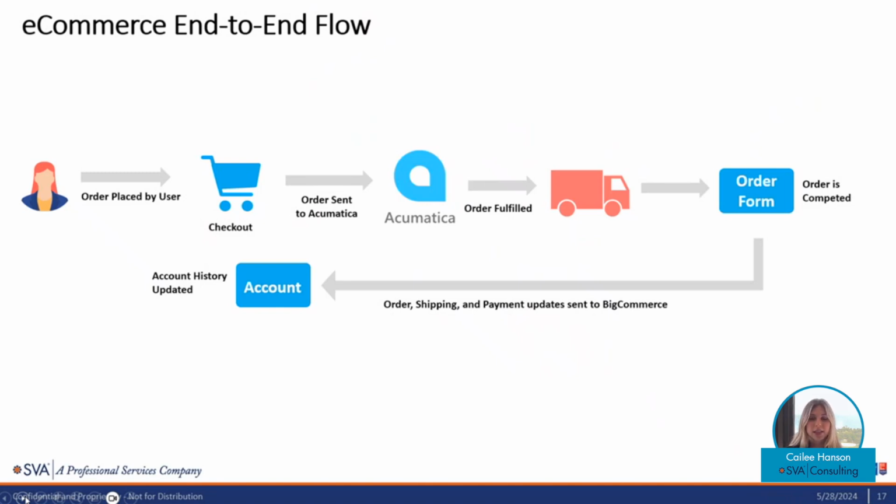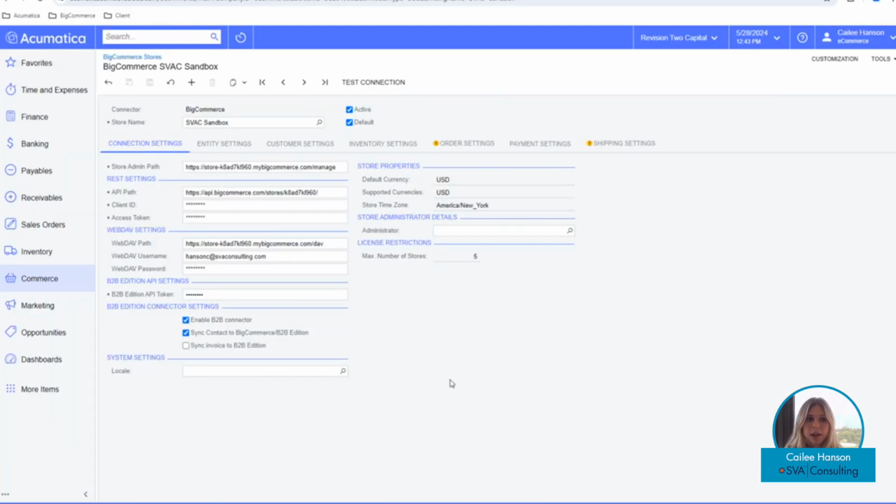Now, let's go ahead and see the integration, and we'll start by taking a look at the integration setup. Establishing the connection between BigCommerce and Acumatica is straightforward, and users can quickly obtain API and WebDAV information from within BigCommerce and test the store connection. It's important to note that multiple different BigCommerce stores can be set up and integrated into one instance of Acumatica.